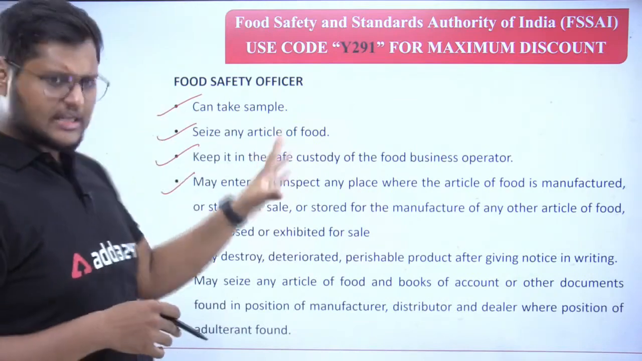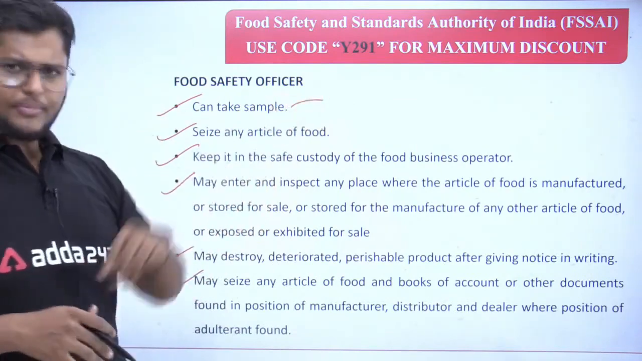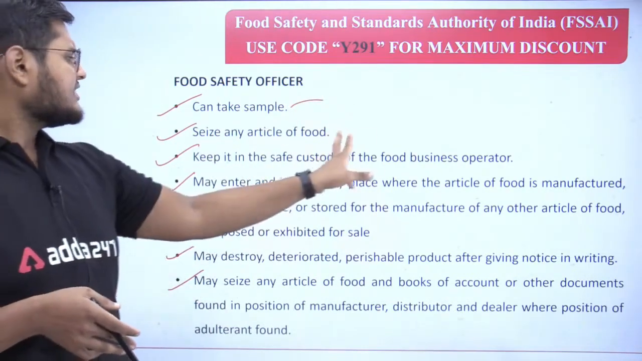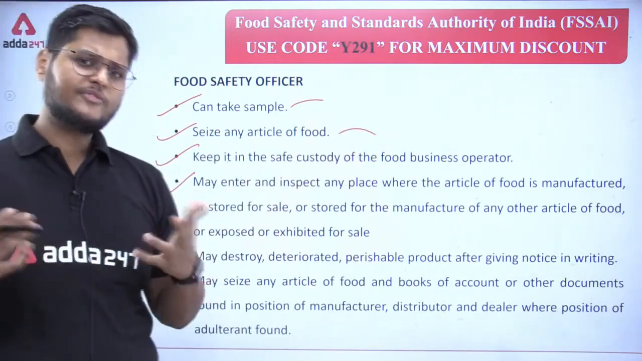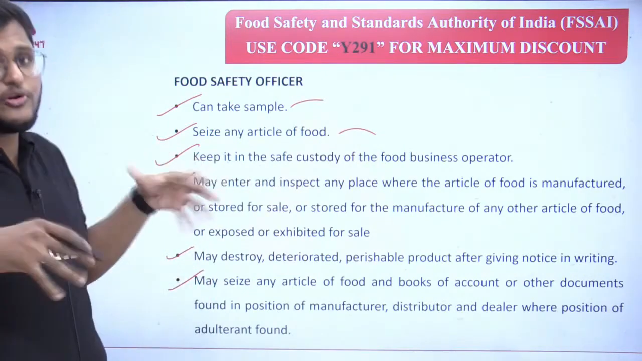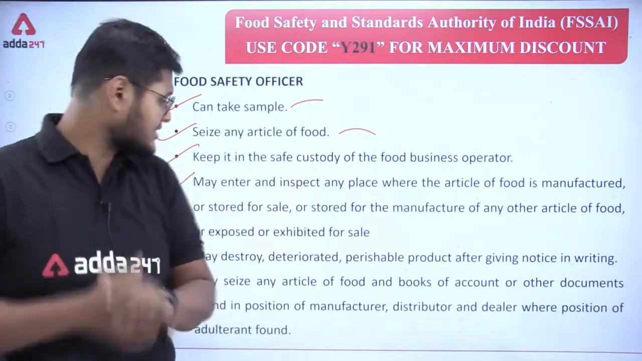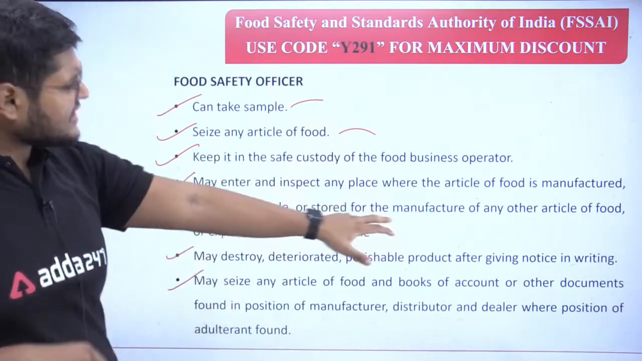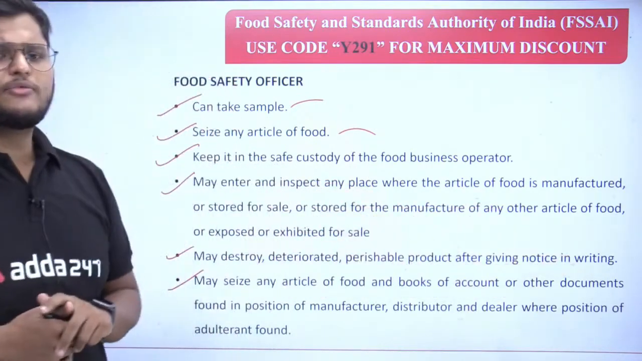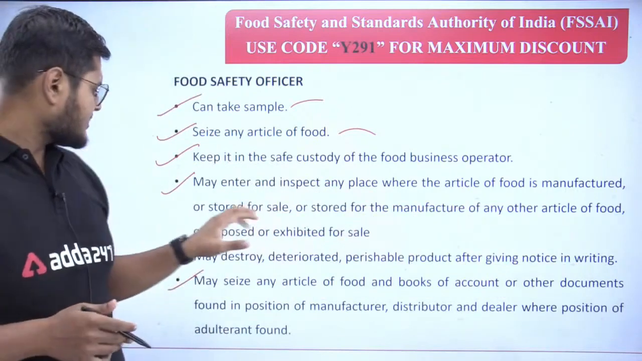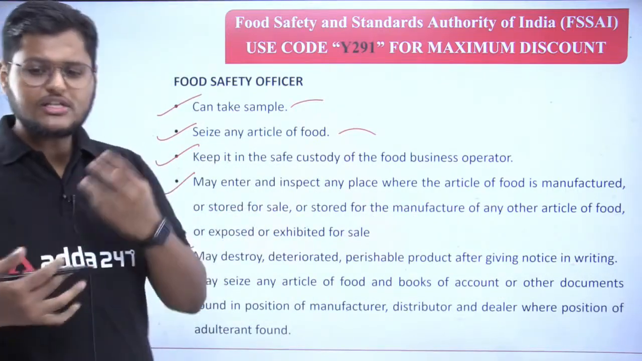So I don't think any explanation is needed. They can take the sample of the food article, of course, seize any article of food if he or she finds that this food article is not complying with the standards, may enter and inspect any place where the article of food is manufactured. I mean the manufacturing or the processing plants here.